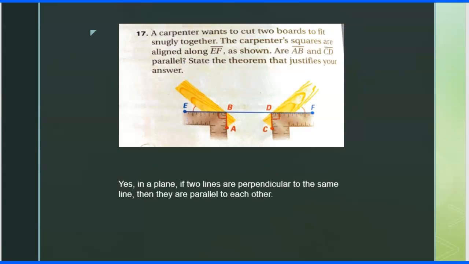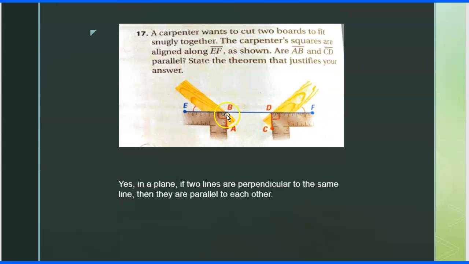Okay. The next one is 17. The carpenter wants to cut 2 boards. It shows you the 2 boards here to fit snugly together. I'm assuming he wants to cut these corners off. The carpenter's squares are aligned using EF as shown. Are AB and CD parallel? State the theorem that justifies your answer.